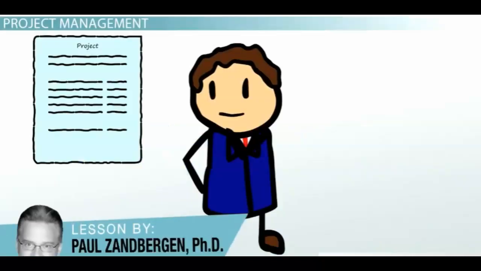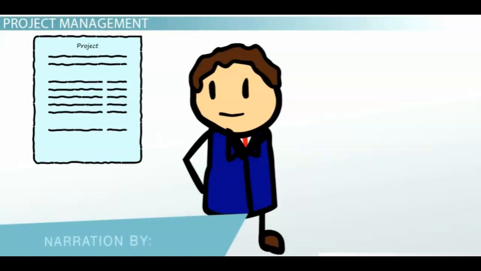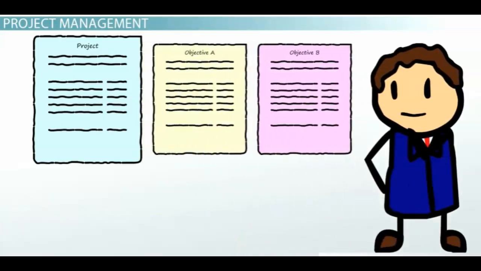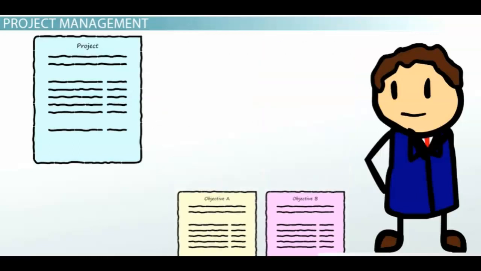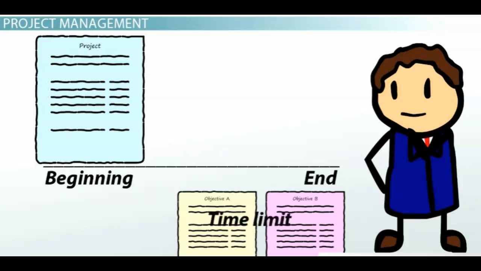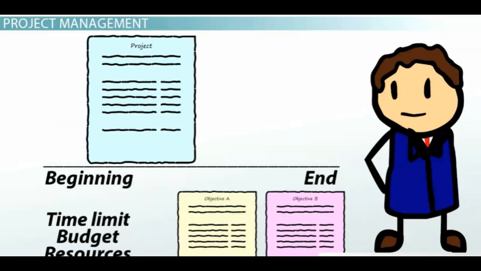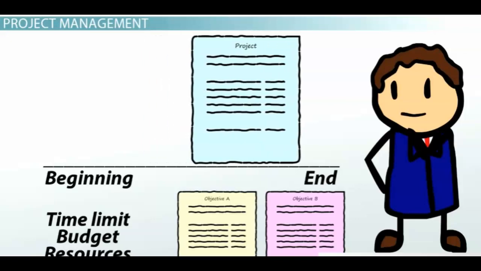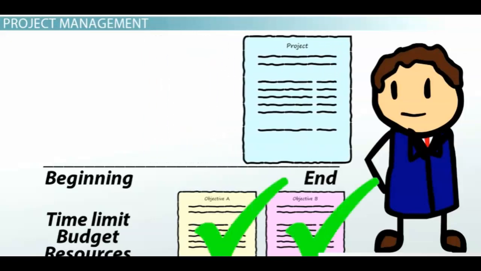A project is a specific task undertaken to create something new. Every project has objectives that must be achieved for the project to be successful. A project has a clearly defined beginning and end in addition to a number of constraints, including the time limit, a budget, and limited resources in terms of people and materials. When the original objectives have been accomplished, the project is complete.